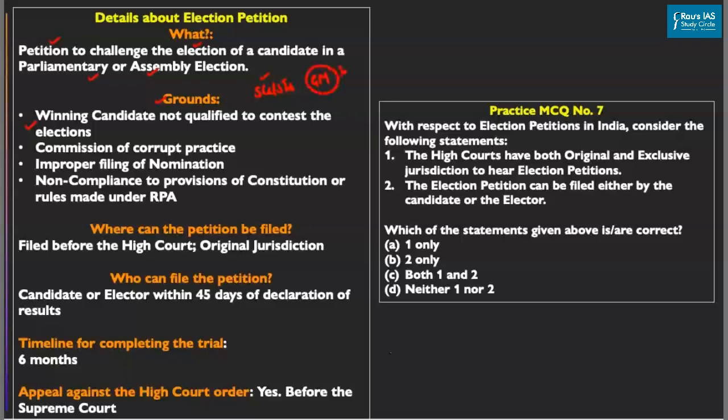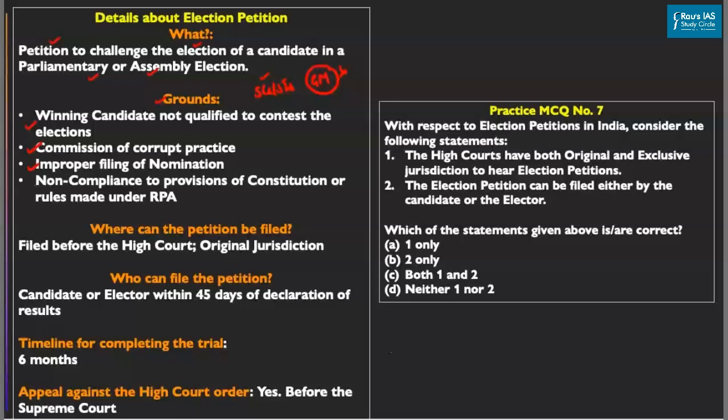Similarly, if a candidate is involved in the commission of any corrupt practice, for example, if he has made an appeal to the voters to vote on the grounds of religion, caste, etc. Similarly, if he has been involved in the use of money and muscle power to influence the voters, then his election can be challenged. Next is improper filing of nomination. For example, while filing the nomination, a candidate may not have declared his true assets and liabilities. A candidate may not have declared his criminal antecedents. In such cases, his election can be challenged.